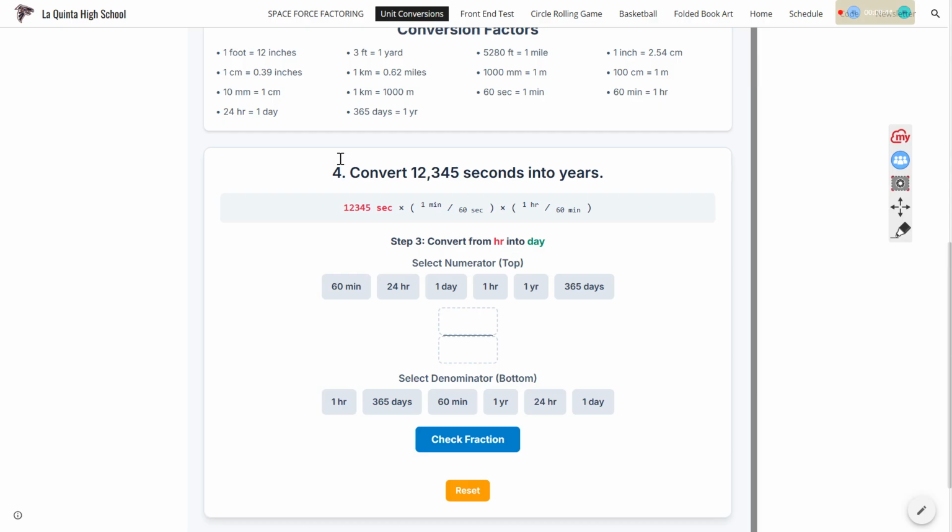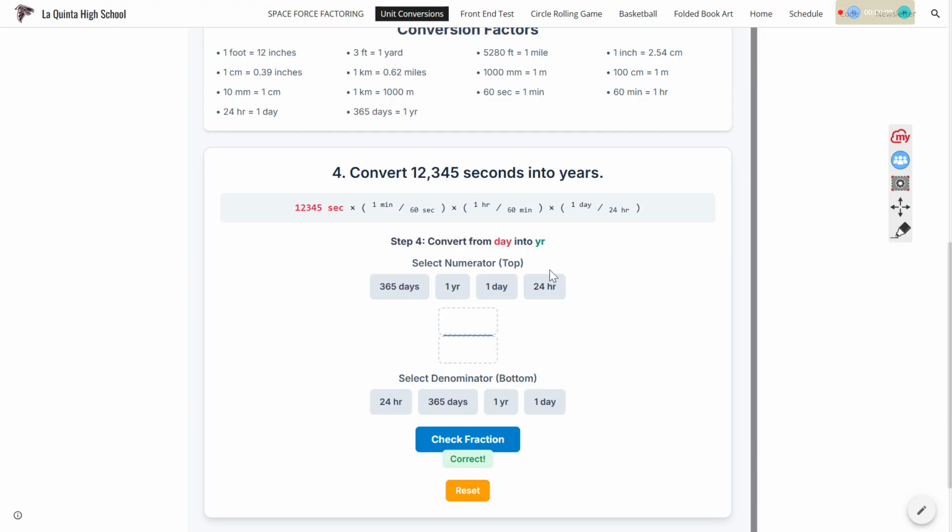And I'm hoping you identified this equation. Since we're going from hours, I should have on bottom 24 hours. On the denominator, 24 hours. And on the numerator, we should have the value for days, which is 1 day. If we hit check fraction, you can see we're pretty good.